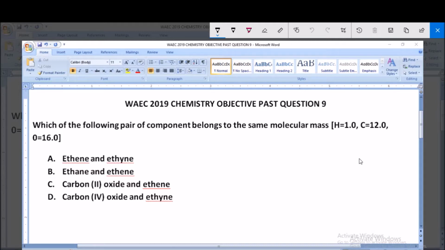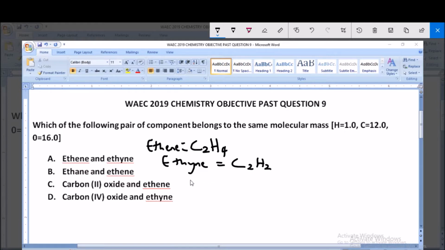So the first step will be to write down the chemical formulae of each of the compounds given to us. So for ethene, the chemical formula is C2H4. So this is ethene. So we have ethyne, chemical symbol C2H2.